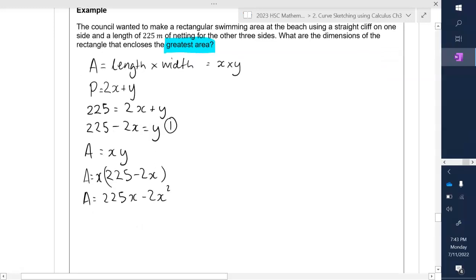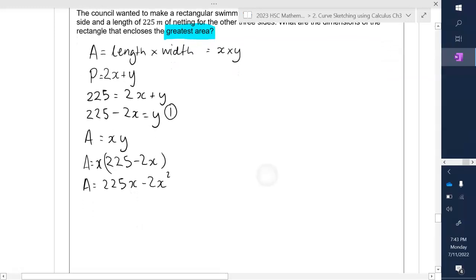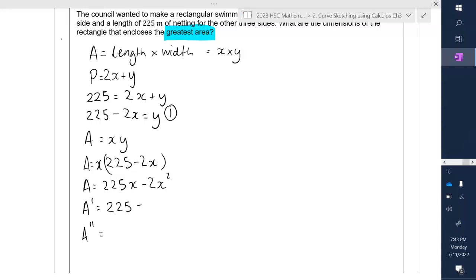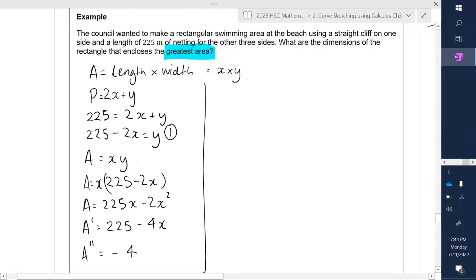So I can find a lot of information there, and it's all going to be dependent on my x here. So I've got 2 variables, I can work with it. So I have an a dash, and I can work out an a double dash. So my a dash, using this equation here, would be 225 minus 4x, and my a double dash would be minus 4. Okay, that's what I know. Let's see where we can go from there.